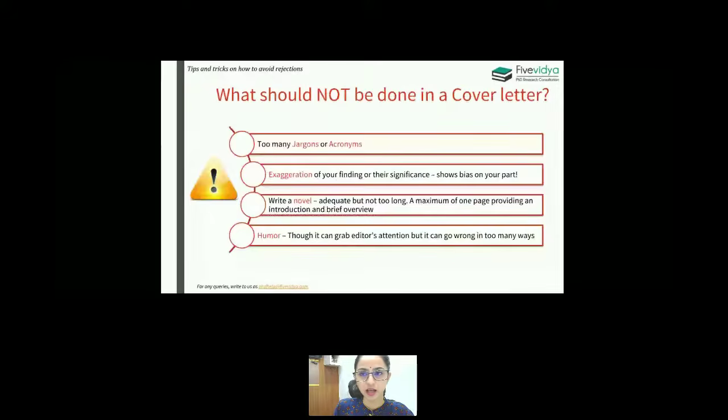Moving ahead, I will be telling you what points you should avoid adding to your cover letter. You should not use jargon or acronyms in your cover letter. It does not give a good impact to the editor. Also, you should avoid adding humor to it because it can go in a negative way. You should also avoid exaggeration of your findings in your cover letter.